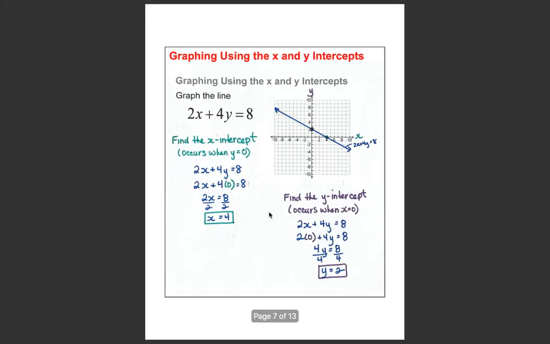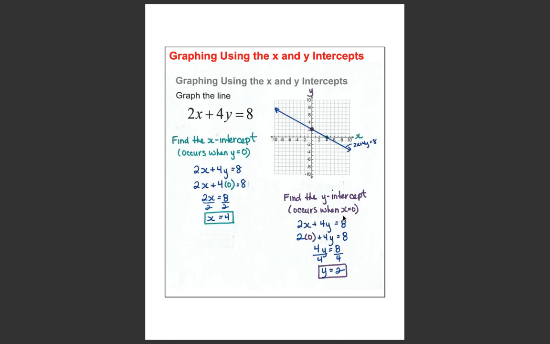Okay? I do want to point out, I don't always write out this much when I'm solving for my x and y-intercept. Sometimes what I do is I jump right to this spot right here. So if I'm plugging in y equals 0, I know that's going to make this term disappear. So sometimes when I'm doing this a little bit quicker, I might just write 2x equals 8 because I know that my y term is going to disappear.